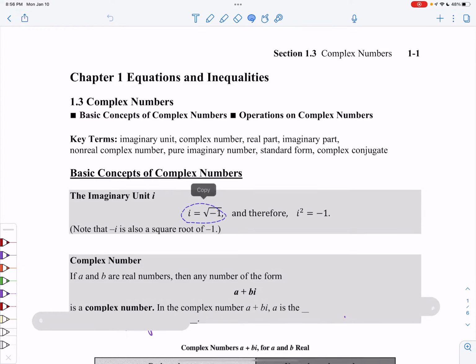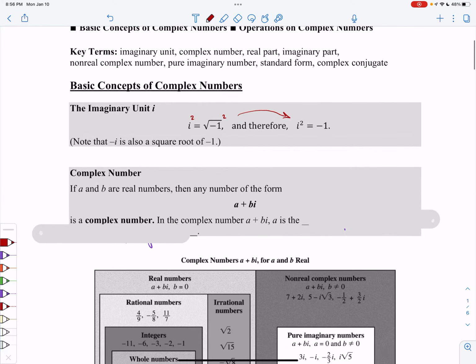The imaginary number i is equal to the square root of a negative number, specifically the square root of -1. If we were to take this i and square both sides, we would be able to say i squared is equal to just -1, because squares and square roots undo each other.